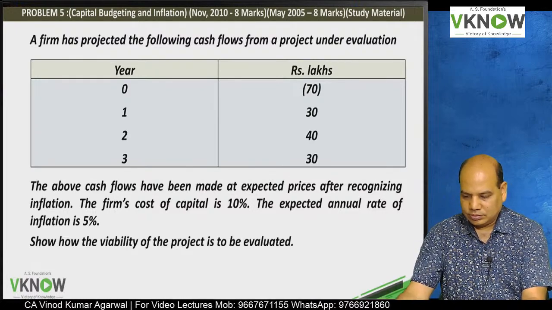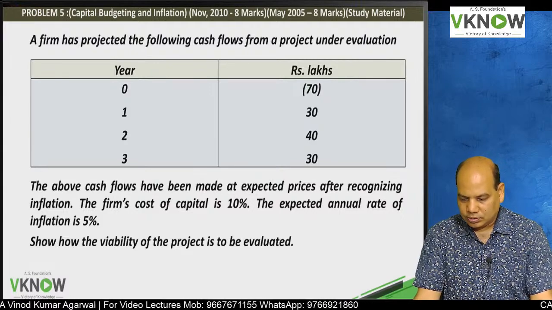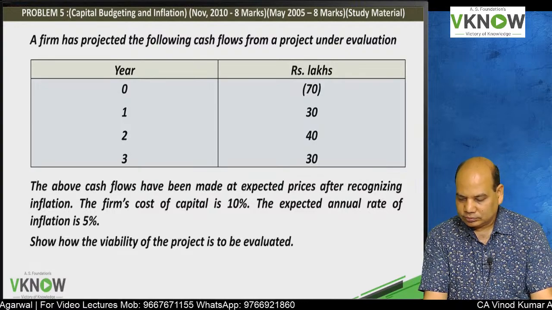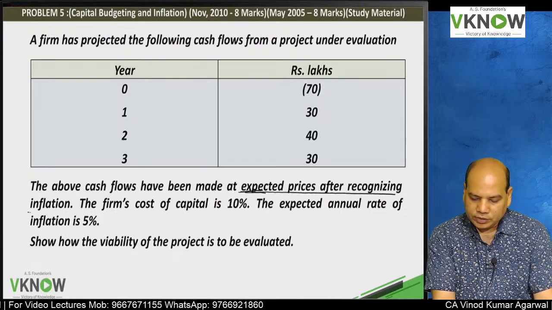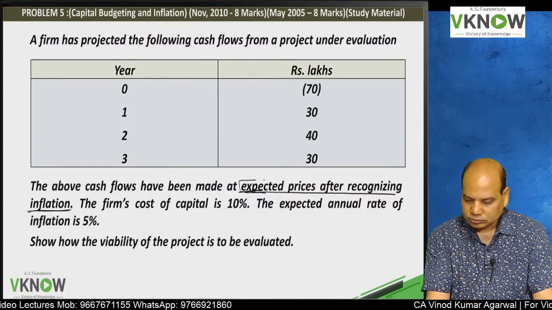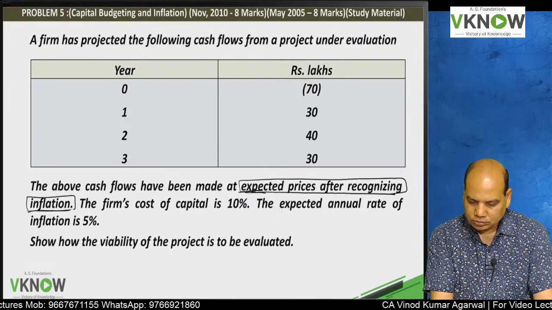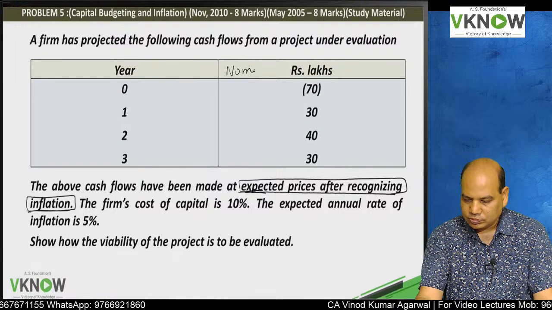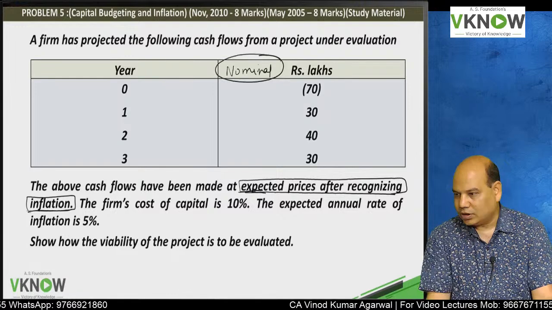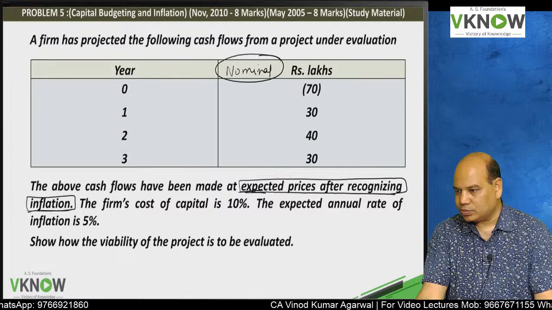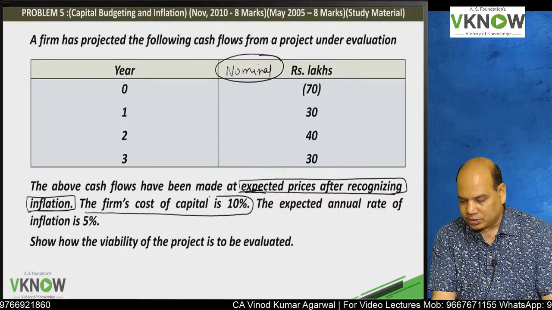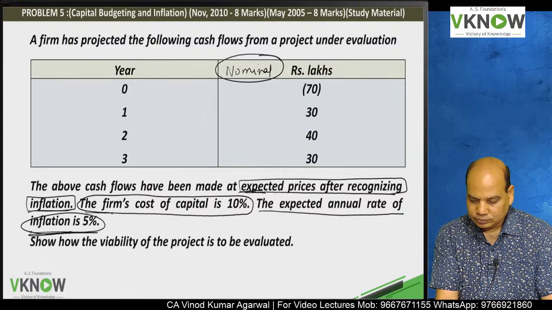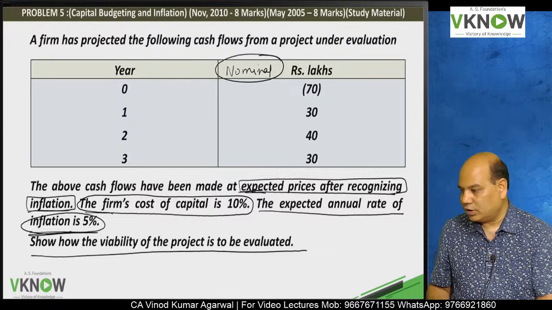Year, rupees in lakhs, 0, 1, 2, 3. The above cash flows have been made at expected prices after recognizing inflation. What does that mean? This is nominal cash flow. The firm's cost of capital is 10%. The expected annual rate of inflation is 5%. So how the viability of the project is to be evaluated?